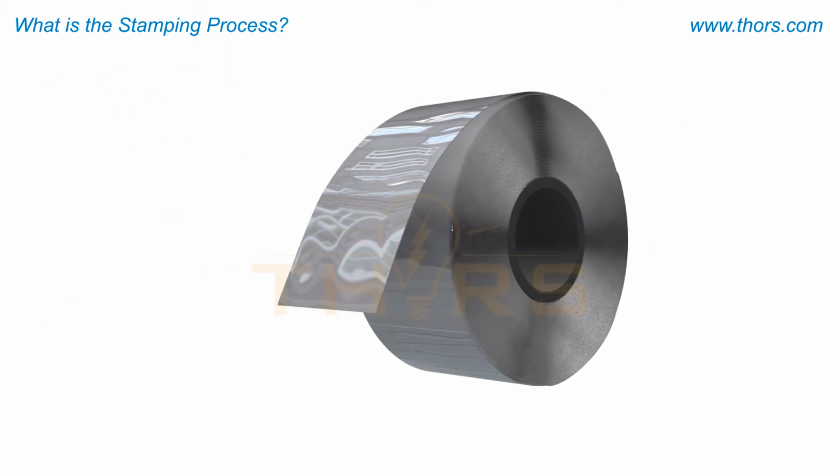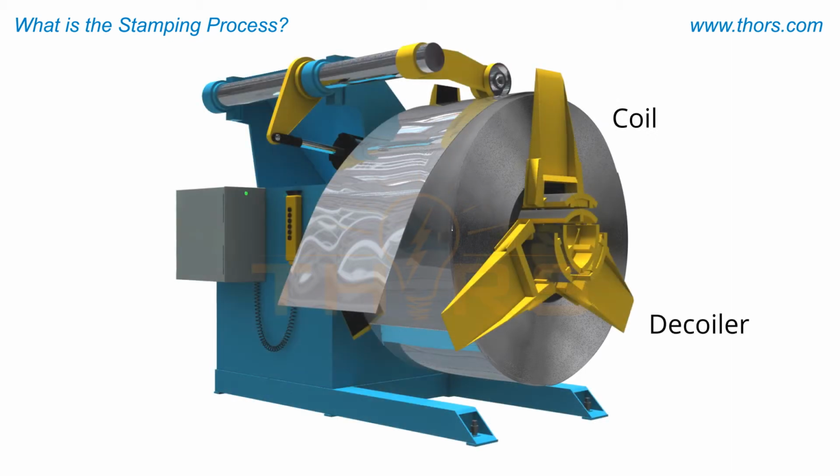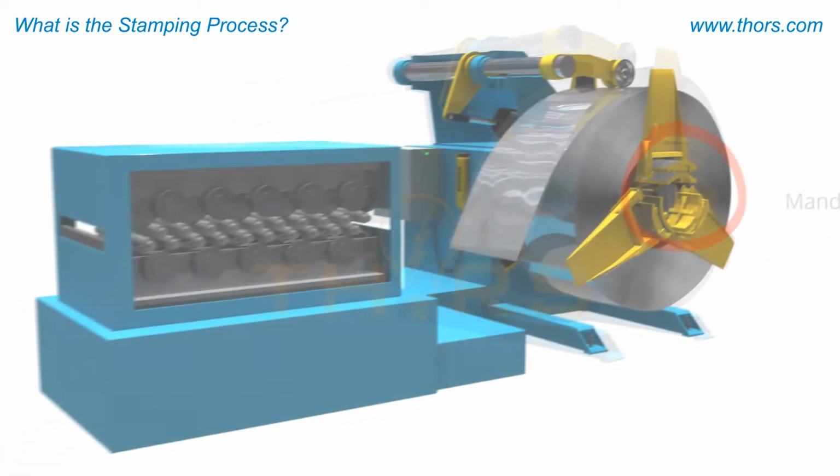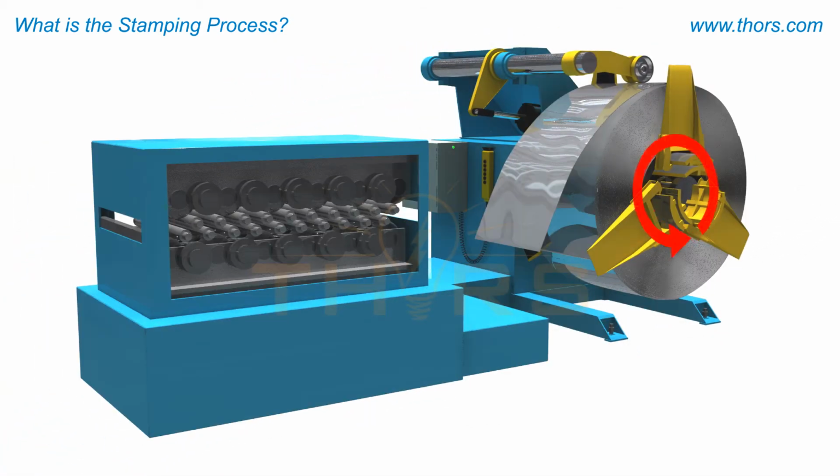The process begins when a coil is loaded onto a decoiler. This example is called a reel-type decoiler. The mandrel expands and holds the coil on its inside diameter. The coil rotates to unwind the material strip into the straightener.